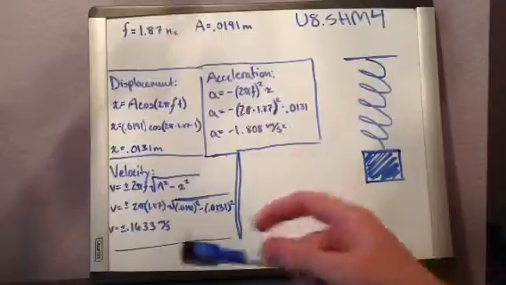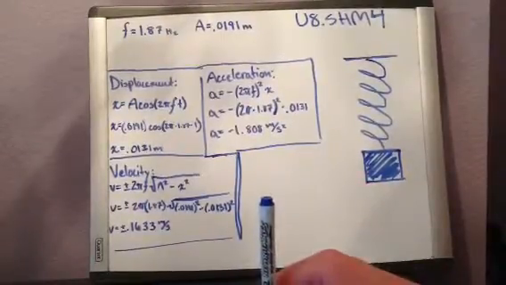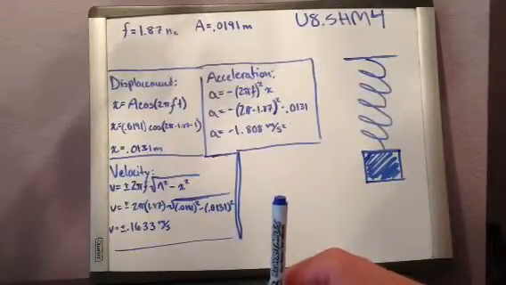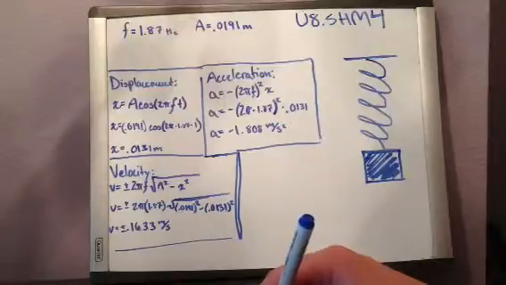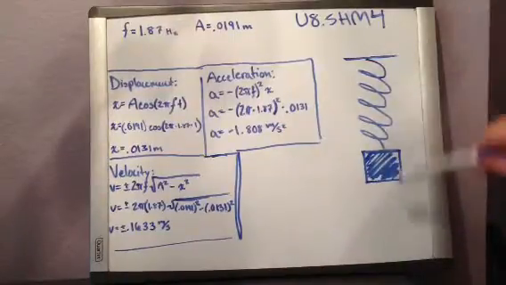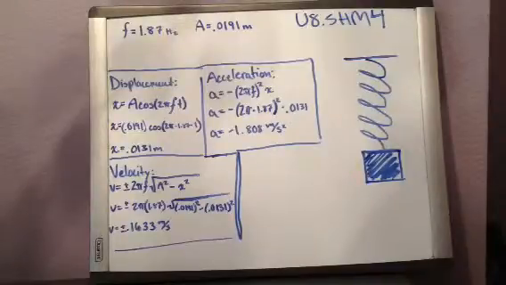An important note for acceleration is that it is always directed towards the equilibrium position. It's trying to bring the mass back to equilibrium because of the spring force. The force of the spring is trying to bring it back to its equilibrium position, and that is why the acceleration is always directed towards the equilibrium position.